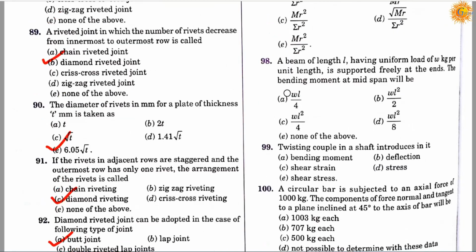Question number 98. A beam of length L having uniform load of W kg per unit length is supported freely at the ends. The bending moment at mid span will be: option A WL upon 4, option B WL square upon 2, option C WL square upon 4, and option D WL square upon 8, option E none of the above. Correct answer is D. It will be WL square upon 8.